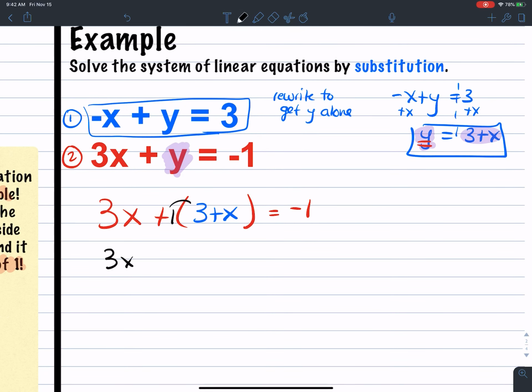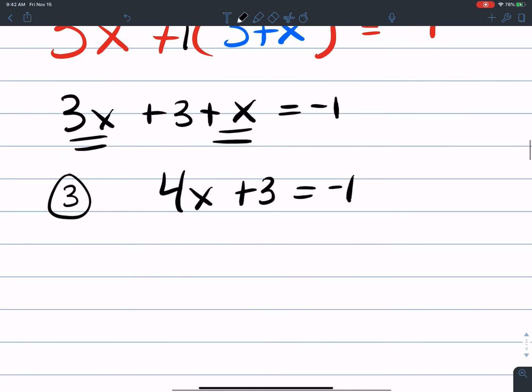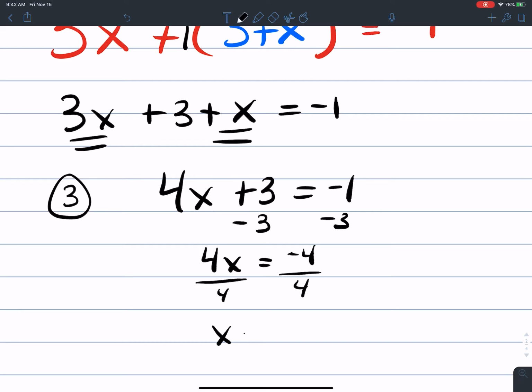There's a 1 here, so we're just distributing the 1. We can collect our like terms, 3 x's and another x, that's 4 x's. Now this equation, which is new, so I'll give it a new number, only has one variable. If there's one variable, I can use one equation to get the answer. So we'll start to get x alone by subtracting 3 from both sides and undoing multiplication with division. So we think x is -1.